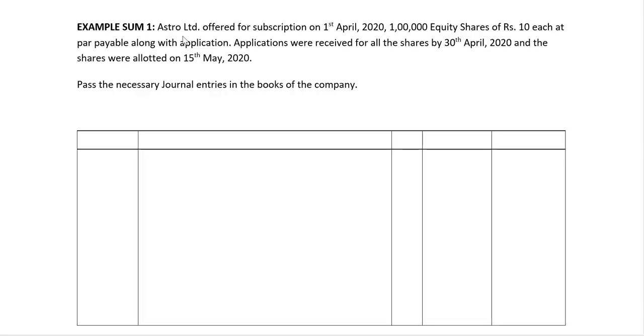Example sum 1. Astro Limited offered for subscription on 1st April 2020 1 lakh equity shares of rupees 10 each at par, payable along with application. Applications were received for all the shares by 30th April 2020 and the shares were allotted on 15th May 2020. We are asked to pass the necessary journal entries in the books of the company. So let's begin with the solution.